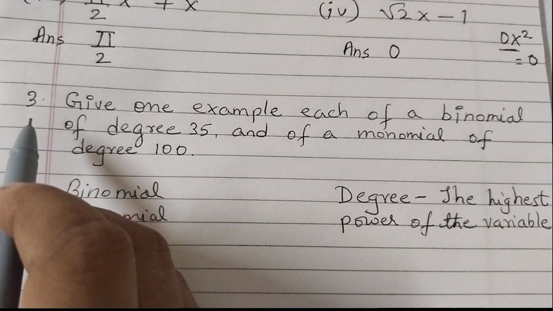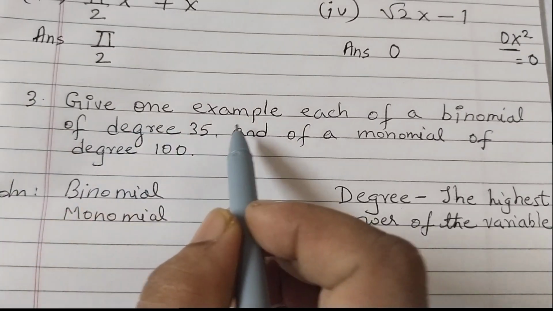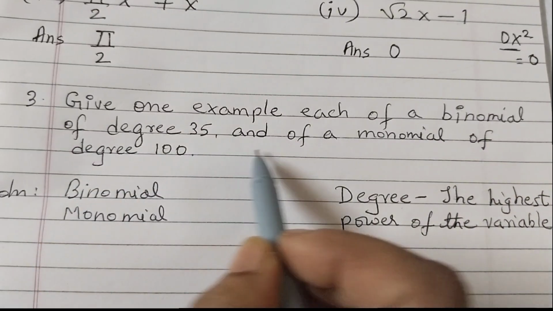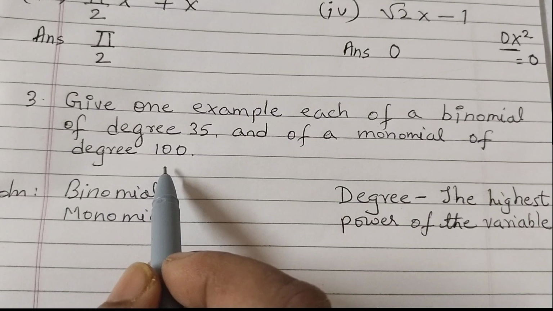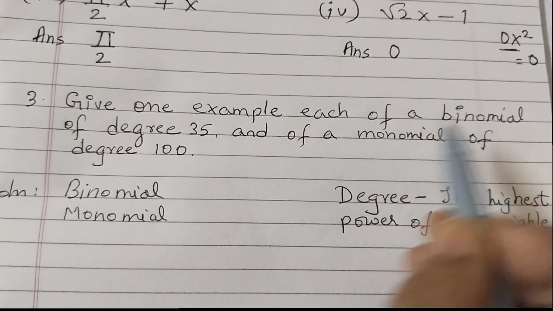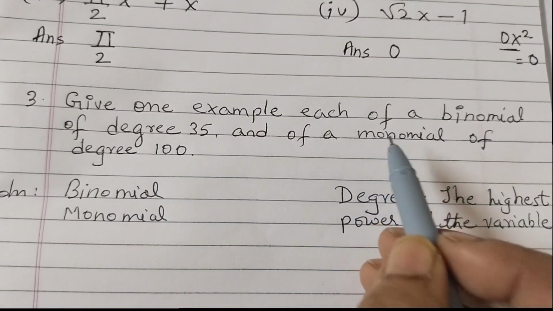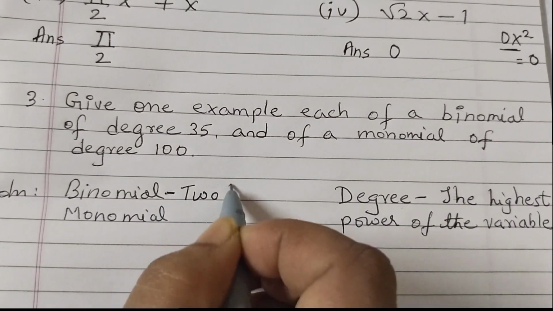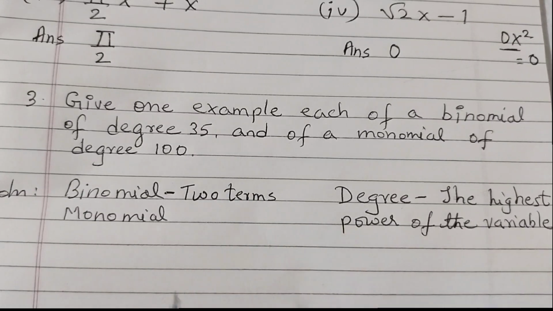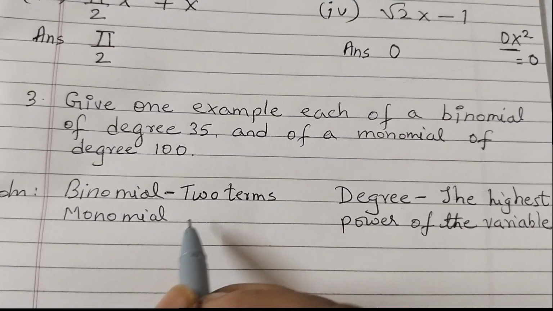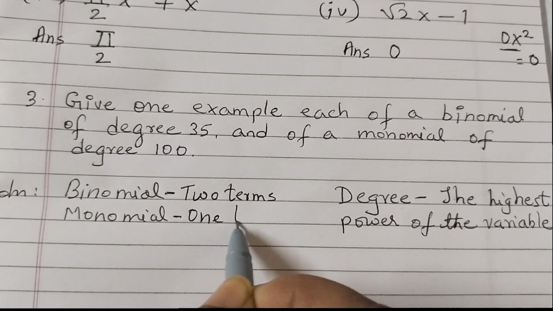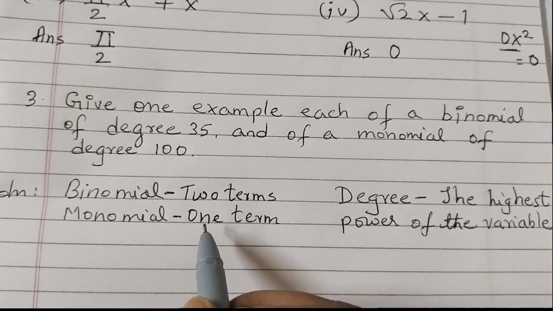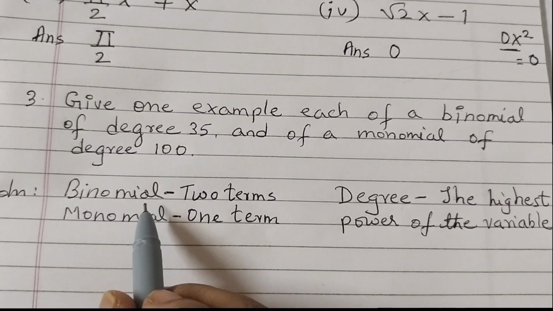Moving on to the next problem, question number 3. Give one example each of a binomial of degree 35 and of a monomial of degree 100. You must know what is a binomial, degree and monomial. Binomial means any algebraic expression which has two terms. So if there are two terms, we say binomial. If there is just one term in the expression, like say 2x, so that is a monomial. If I say 2x plus 1, so two terms, that's a binomial.